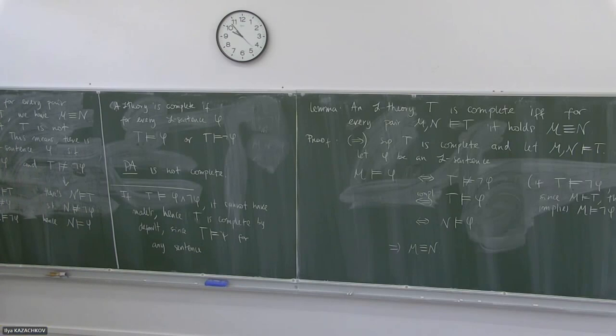You agree? But then these two are models of T. Our assumption implies that these two must be elementarily equivalent. This is a contradiction because I have two models of T, which should satisfy all the same sentences, but here they are satisfying two different sentences, I mean, one and its negation. Okay, so complete theories are those theories such that all the models are elementarily equivalent. I cannot distinguish two models with sentences.